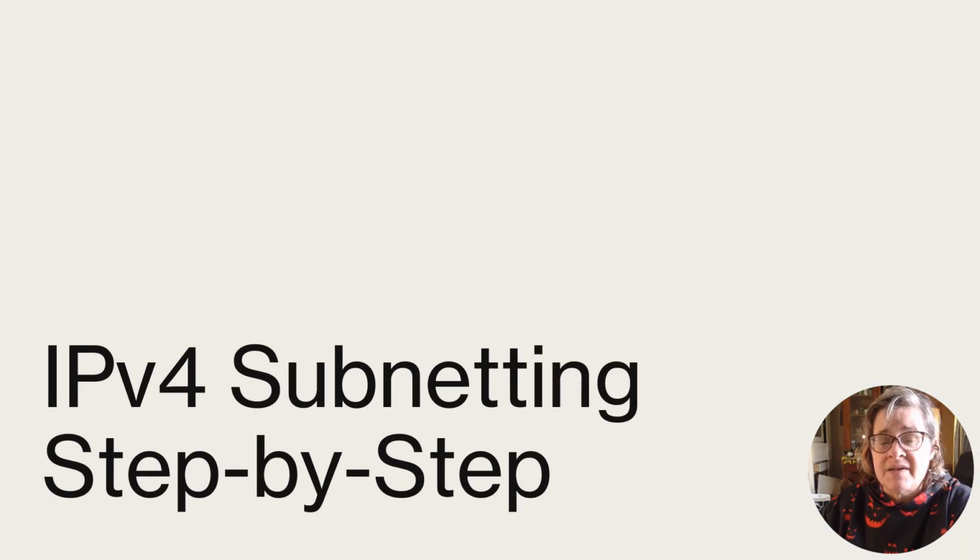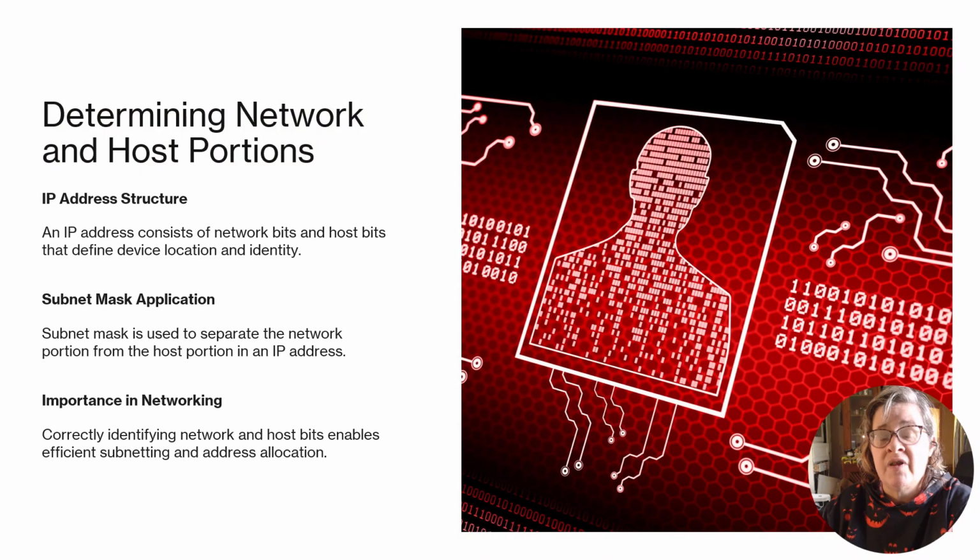This section breaks down the subnetting process into clear steps, including identifying network and host bits, subnet creation, and determining usage, host range, and broadcast addresses. This is for IPv4. Identify which bits in an IP address represent the network versus a host by applying the subnet mask. This distinction is fundamental to subnetting and proper address allocation.